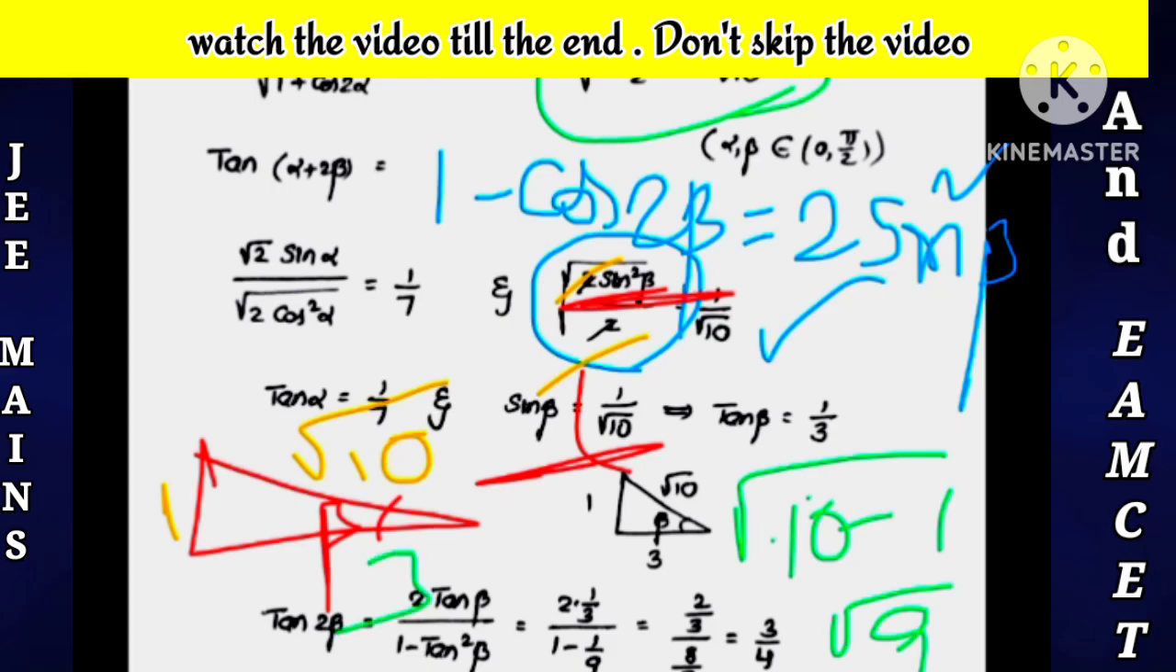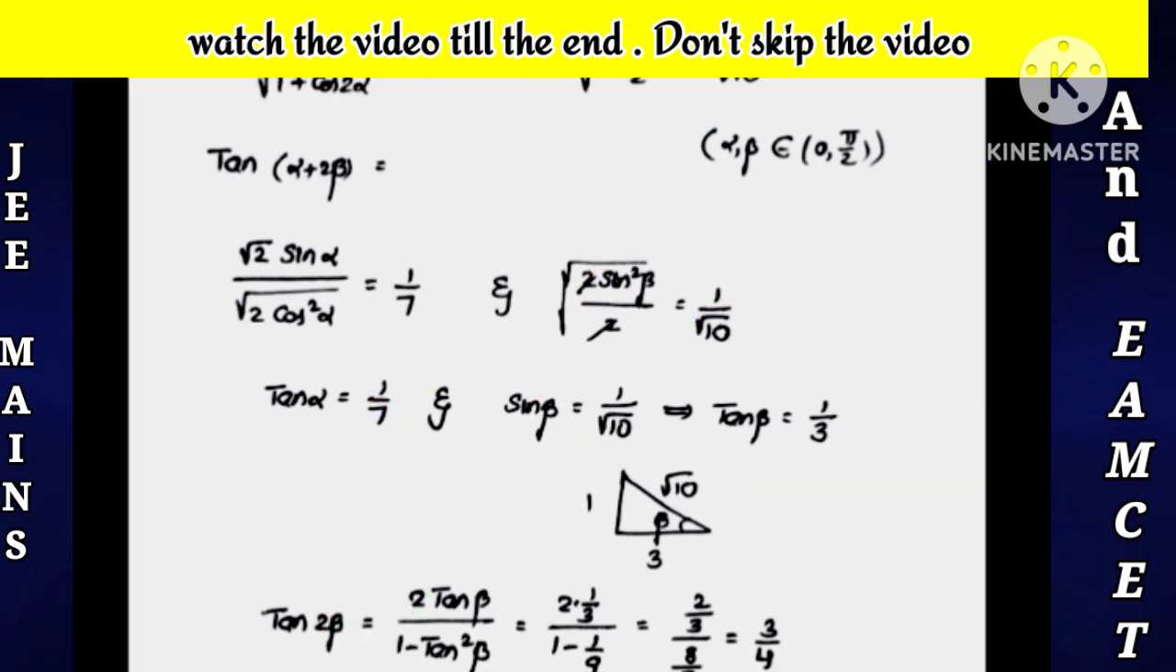So here the value of the adjacent side is equal to 3. Therefore from this take the value of tan beta. What is tan beta? Opposite by adjacent, that is equal to 1 by 3. So these are the values of tan beta and tan alpha.